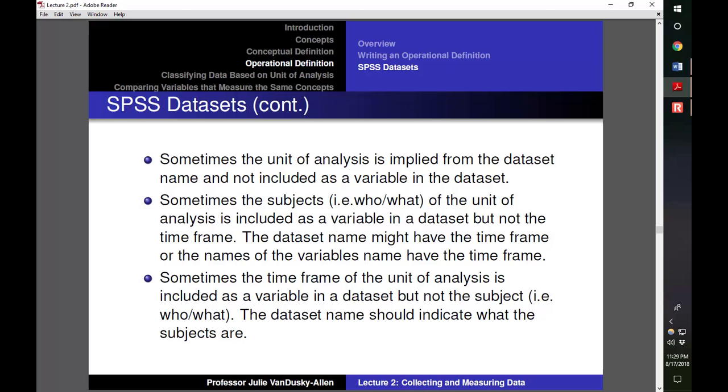Sometimes the unit of analysis is implied from the data set name and not included as a variable in the data set. Sometimes the subjects, such as the who or the what, of the unit of analysis is included as a variable in the data set, but not the time frame. The data set name might have the time frame, or the names of the variables might have the time frame. Sometimes the time frame of the unit of analysis is included as a variable in the data set, but not the subject, the who or what. The data set name should indicate what the subjects are.